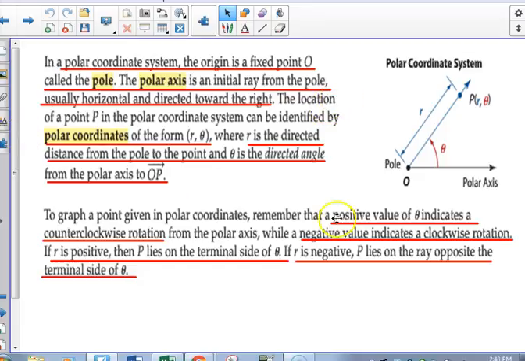The location of a point, ooh, this is new, is going to be r, theta, not x, y anymore. Okay, hang on.